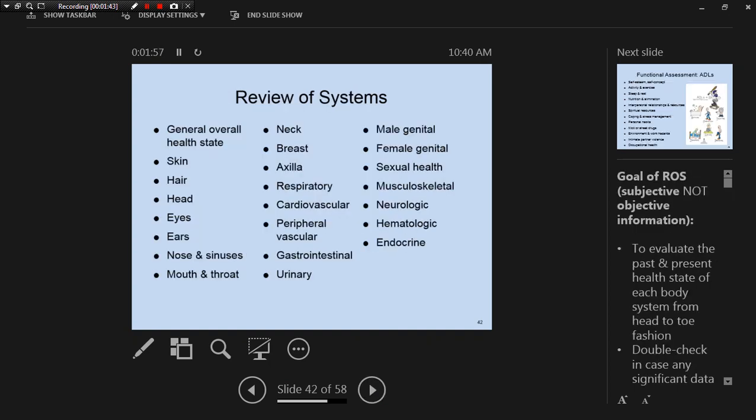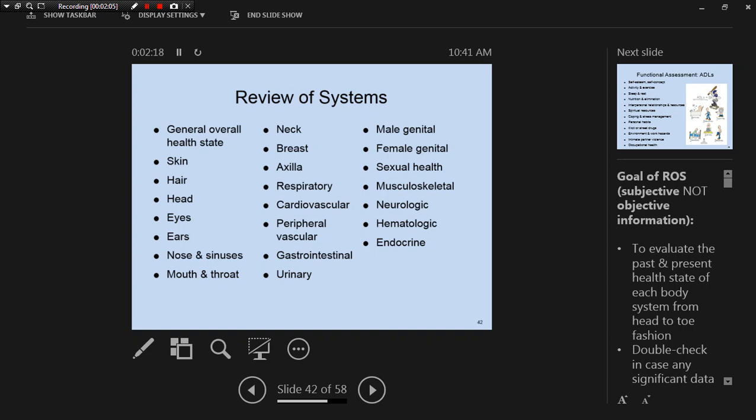And then review of systems. This is an important component to remember. This is not objective data that we're collecting, and you won't be doing it this week with the assignment that you're working on. But on subsequent weeks, you will. It will be a component of the subjective data that you collect with your patients.